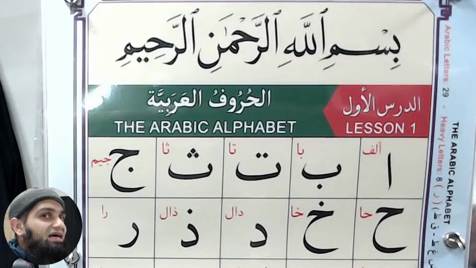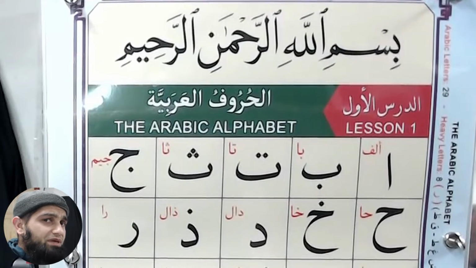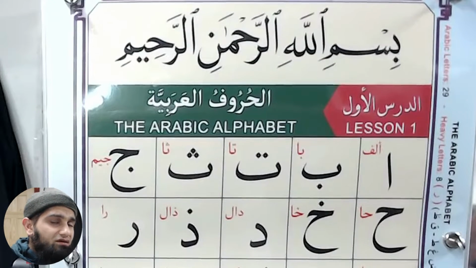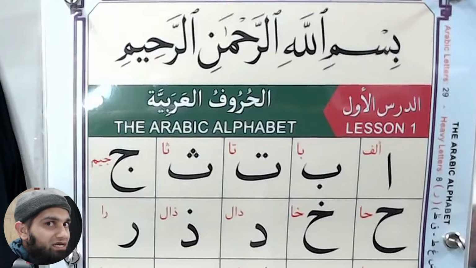Ta, ta, ta. Keep the sound of this letter solid. Do not spit it out. There are two mistakes that people make in regards to pronouncing this letter. First, they pronounce it from other than its home, its makhraj.